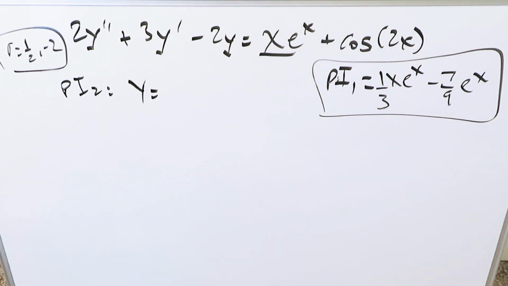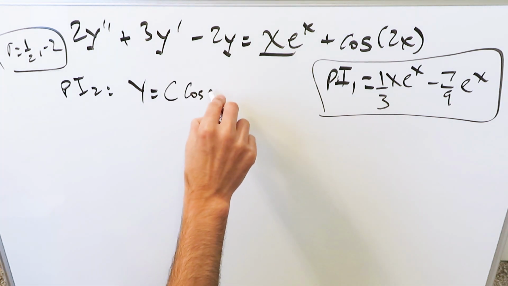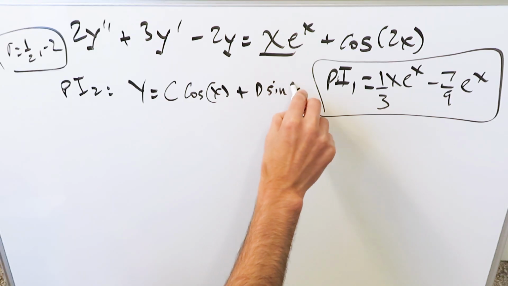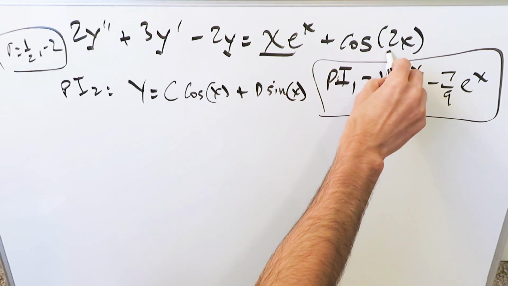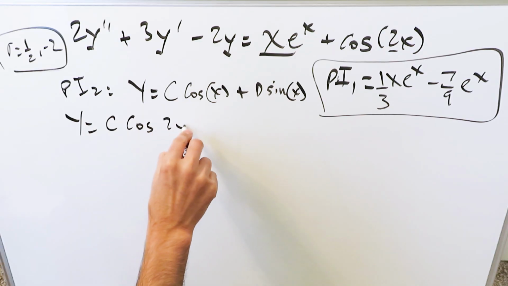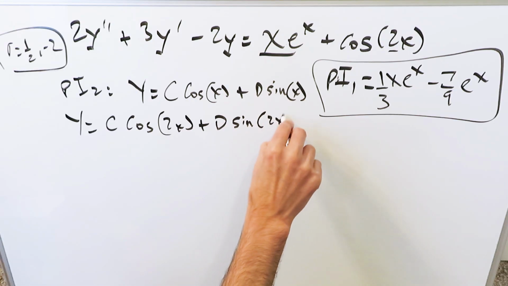What will you use as a template when you're looking at trigonometric items? You'll use c cosine x plus d sine x. But this is not 100% accurate. We have a value here, constant. You have to bring it in. We will have y is equal to c cosine 2x plus d sine 2x. This right here is what I'll use.